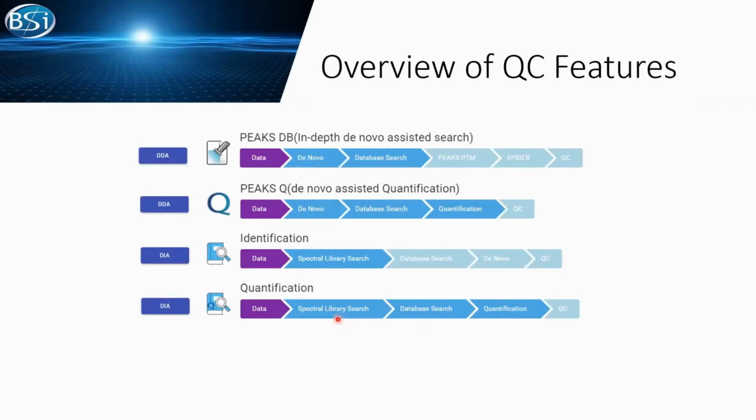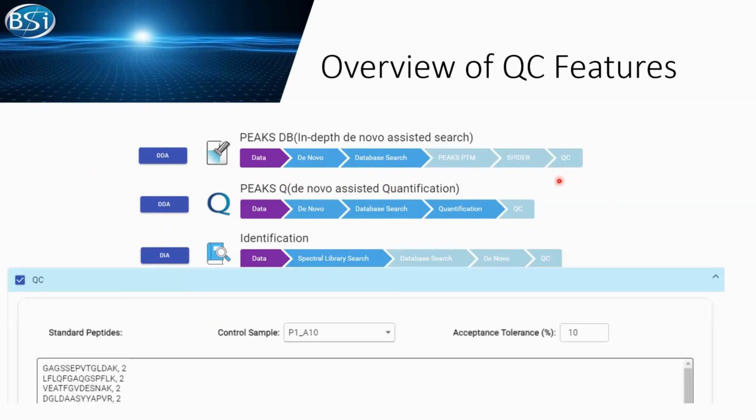So here is an overview of the QC. Our QC is fully integrated in our regular data search flow. You can see we provide DDA ID, DDA quantification, DIA ID, and DIA quantification, and all these things are fully integrated. You don't have to do anything extra besides a few clicks. So here is the setup window. As you can see, you can simply check this box, and then you can start selecting your control sample.